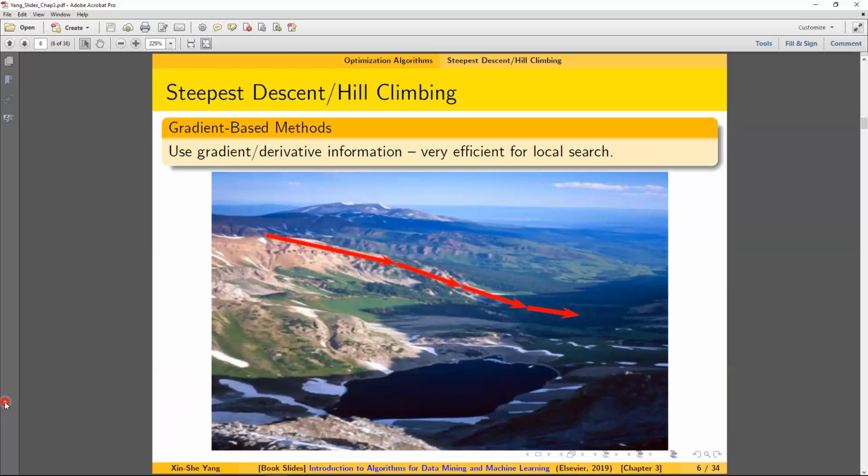Steepest descent or hill climbing is also called a gradient-based approach. You probably already learned this methodology. That is to say, use gradient or derivative information. It is very efficient for local search.